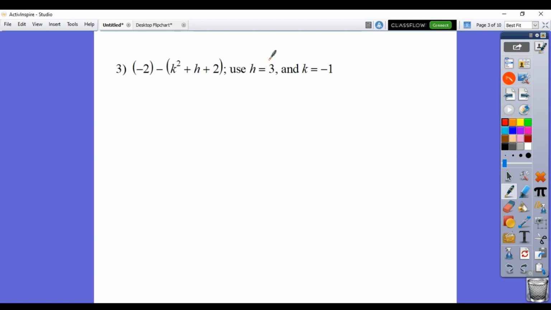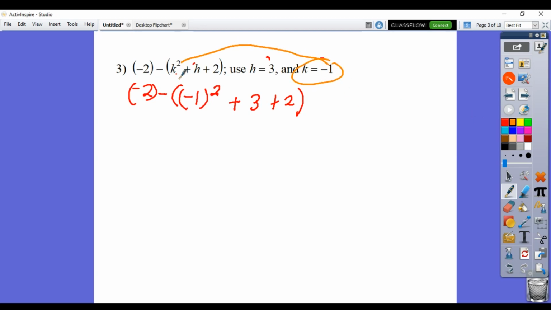Again, you know that the value of h is 3, so this will be 3 here. The value of k is -1, so this will be -1. So I'm just going to write down everything, -2, they're inside the parentheses, which is fine, negative. This is -1 squared plus h is 3 plus 2. If you notice with my work here, this is -1. I put it there on the k squared, but the entire -1 is inside the parentheses. It's important that you put the negative inside the parentheses because that's the entire value of k.